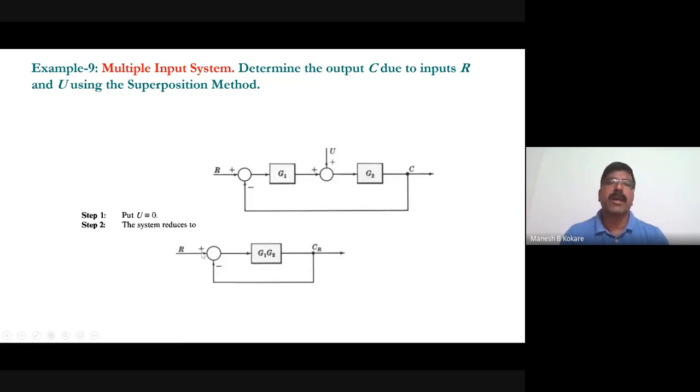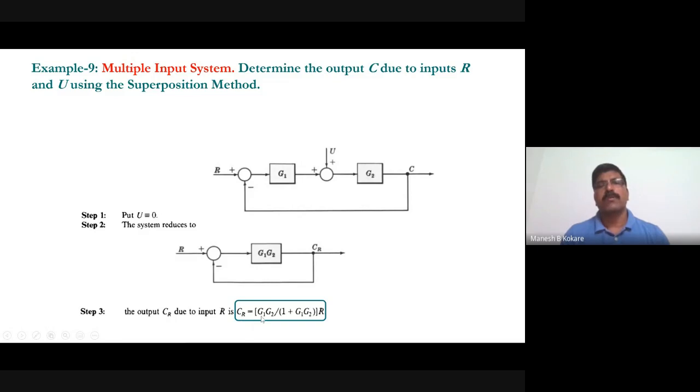So CR by R will be equal to what? Z1, Z2 divided by 1 plus Z1, Z2, right? So your transfer function, the output CR due to input R, is equal to Z1, Z2 divided by 1 plus Z1, Z2. Or if you take this R here, CR by R will be equal to Z1, Z2 divided by 1 plus Z1, Z2. Have you understood up to this point?